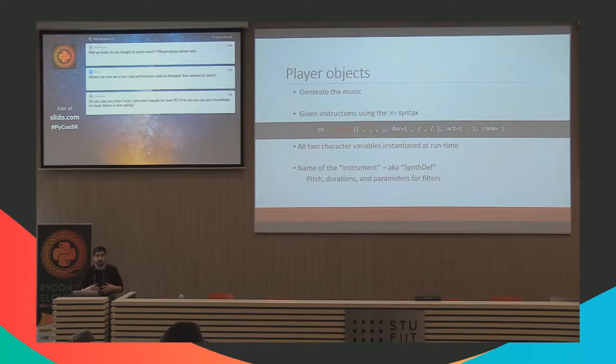The first instruction is the name of the instrument or synth definition it should play. So in this case, we're playing a pluck sound, and that pluck instrument gets called, and we put our instructions in there. So the first argument, which is a list of numbers, relates to pitch, and then we use keyword arguments to specify other parameters like duration, octave, and other things like filters such as reverb or things like that.